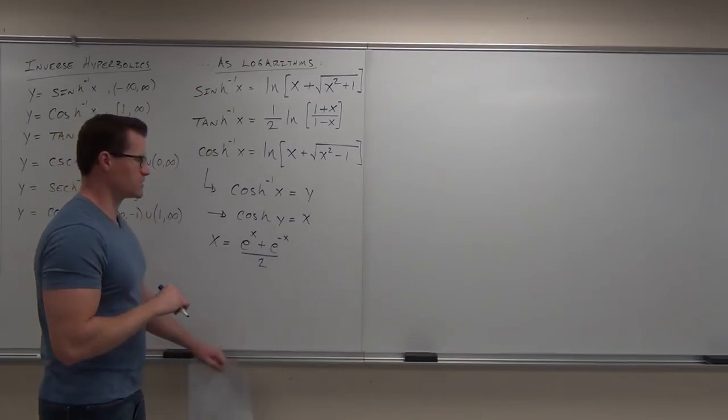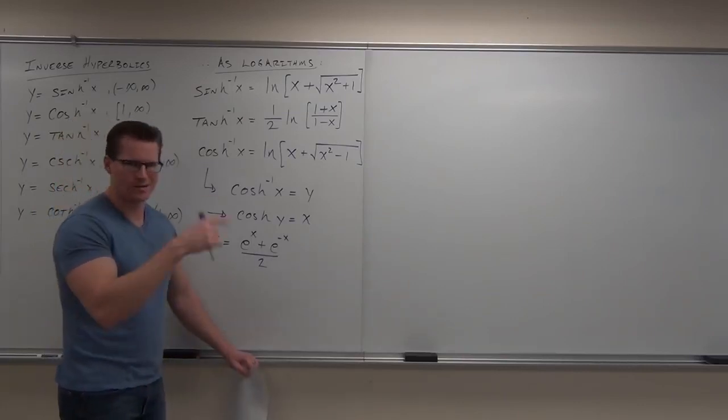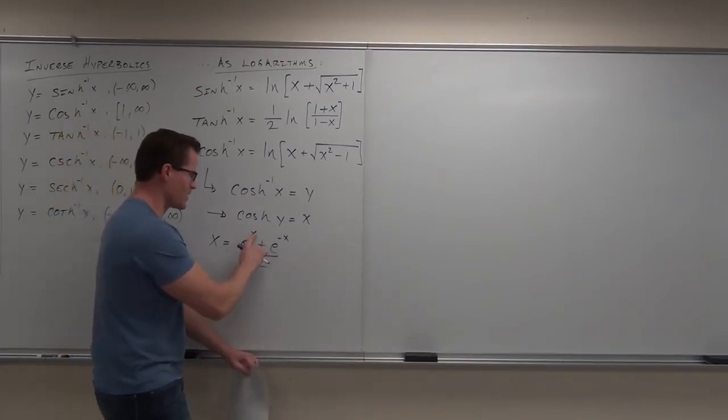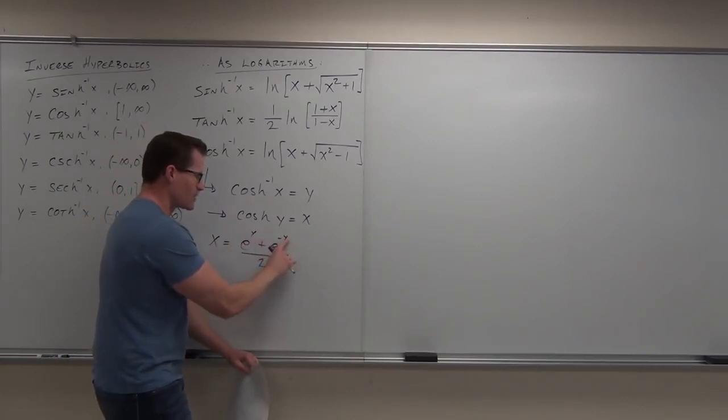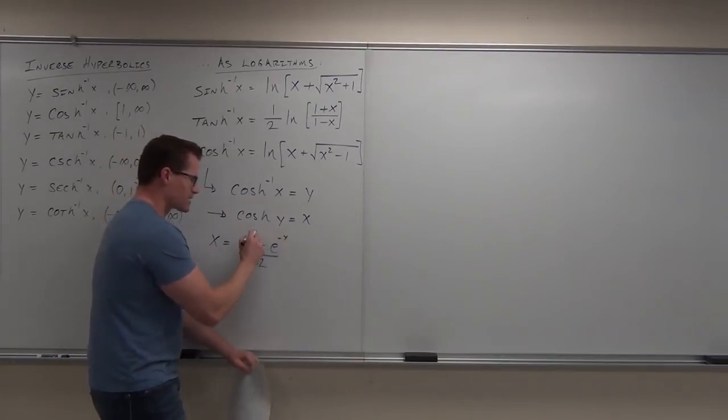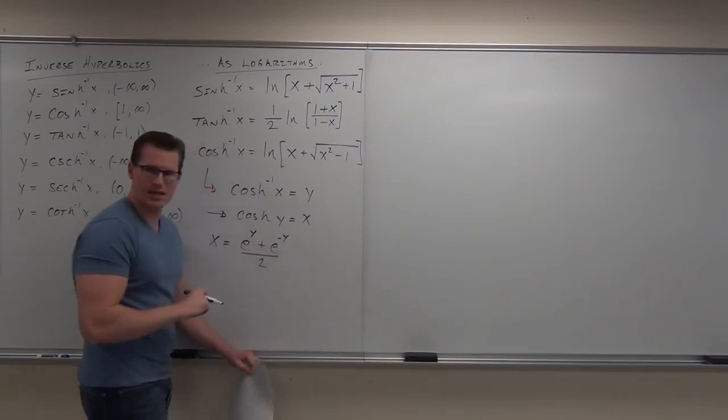Oh, you know what? I made one mistake. Did you see the mistake? I actually made it: the y instead of x. I do this all the time because we memorize it as x. But if I'm going to say this is cosh y, then this has to be y and this has to be y. Did you guys catch that one?